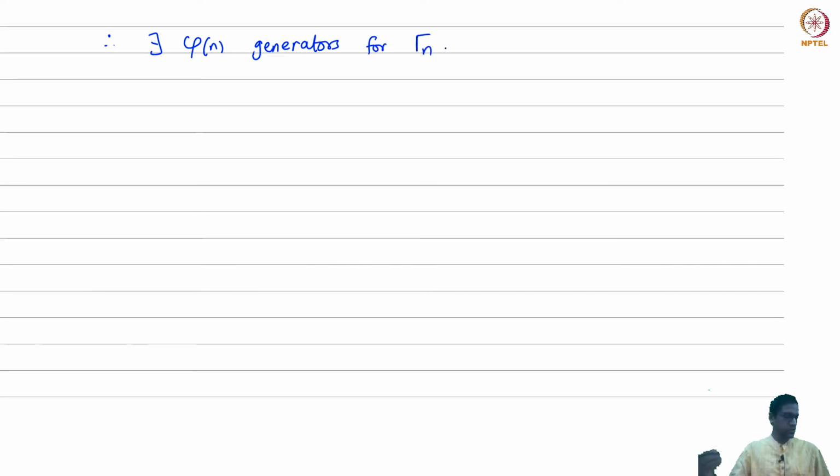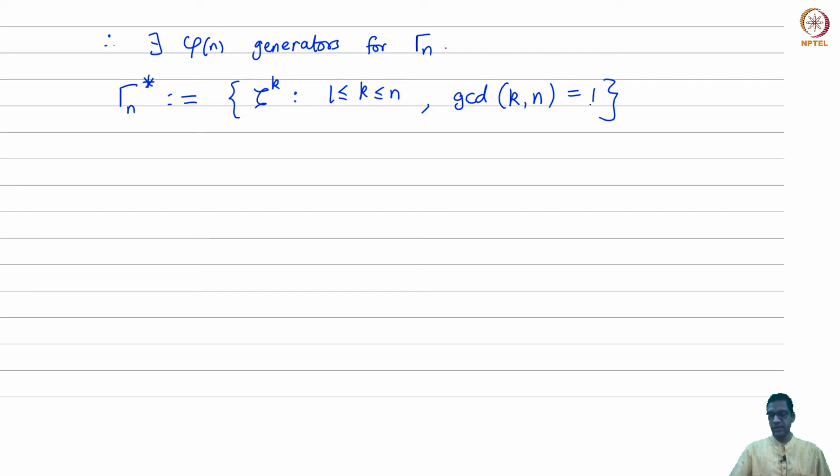So there are that many possibilities, and these generators are what are called the primitive roots. So let me give this a name. Gamma n star is the set of all zeta power k, k from 1 to n, such that the GCD of k with n is 1. This set is called the set of primitive nth roots of unity.